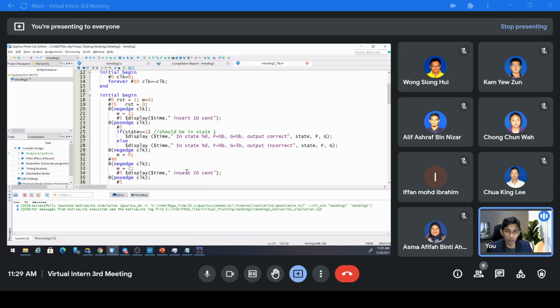So we need to think in the timeline. Remember, we are electronic engineers. We need to be able to interpret the waveform, the time. At this time, what happened? At this time, what happened?